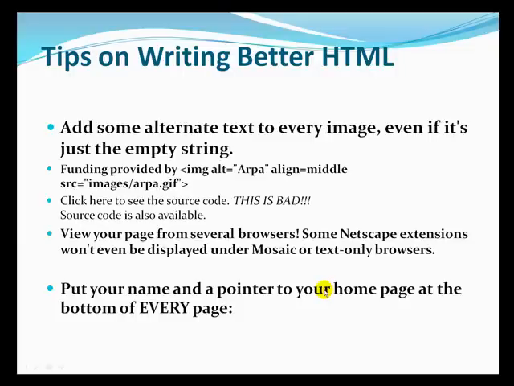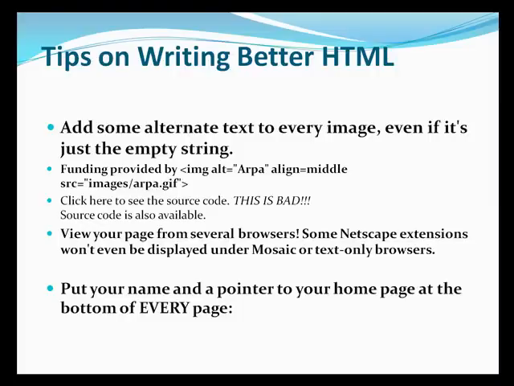Tips on writing better HTML. Add some alternative text to every image, even if it's just the empty string. Funding provided by ARPA, with the image tag, align middle, src arpa.gif. I don't have the image here, but you kind of get what it's going to say. Click here to see source code: this is bad. Source code is available here: that's good. You don't want to say click here ever. It's terrible, terrible, terrible. Sounds like a scam. But yeah, source code is available here, or anything else besides click here, is a way better example.